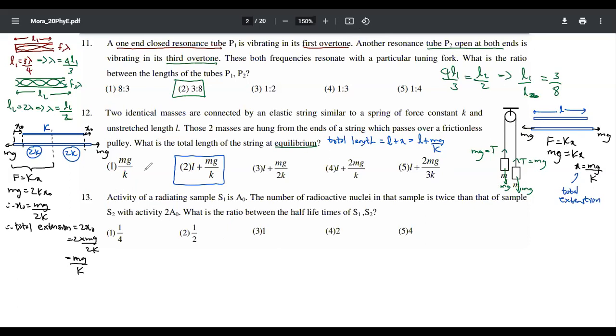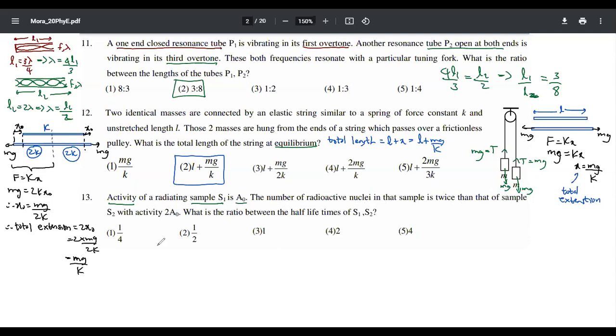Right. The 13th one is a question for people who have covered radioactivity. A good question. The activity of a radiating sample S1 is A naught. The number of radioactive nuclei in that sample is twice that of a sample S2 with activity 2A naught. What is the ratio between the half-life times of S1 and S2?